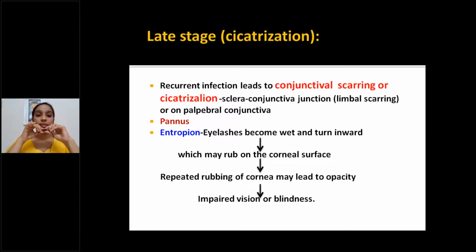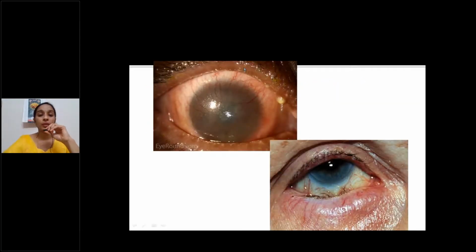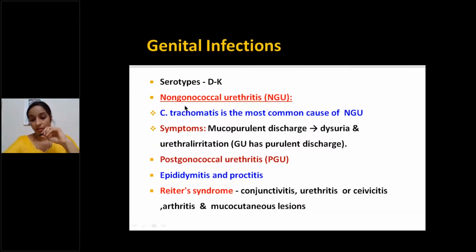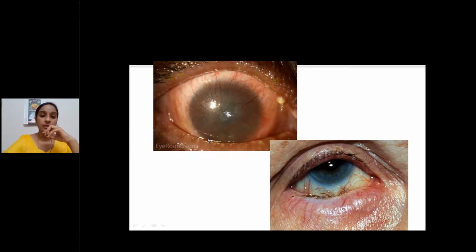Next, we can see the pannus. What is pannus? The conjunctiva and cornea are usually avascular, but in case of this trachoma, they are invaded by fine blood vessels. The cornea is avascular but invaded by fine blood vessels. This condition is called pannus. Very important.